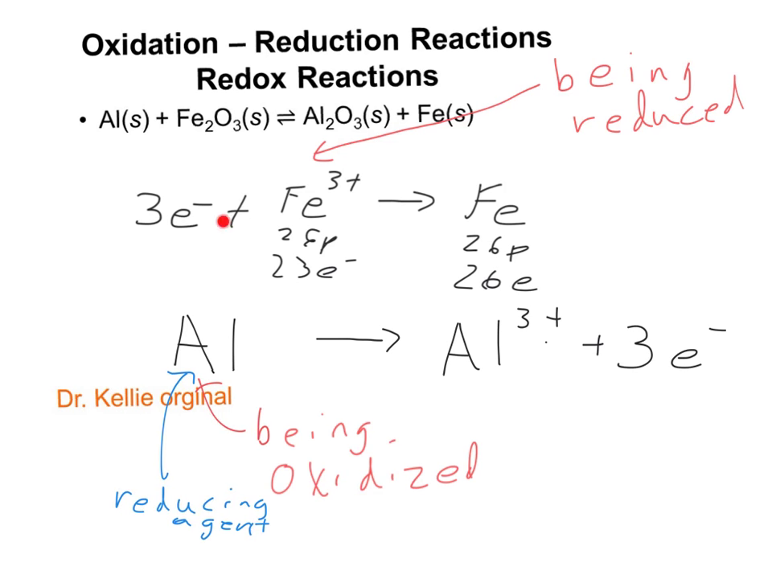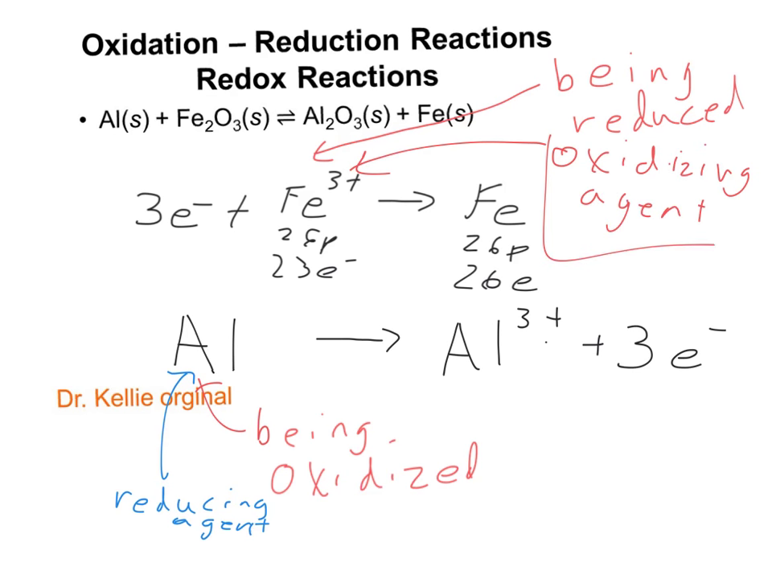Conversely, my iron here is being reduced. It's gaining electrons. That means it's causing somebody else to lose them. So since it's causing somebody else to be oxidized, it's known as the oxidizing agent. I think these two terms are the worst terms in all of chemistry. The way I keep them straight is I think of the word agent as meaning opposite. Whatever happens to a substance, it's the opposite agent.